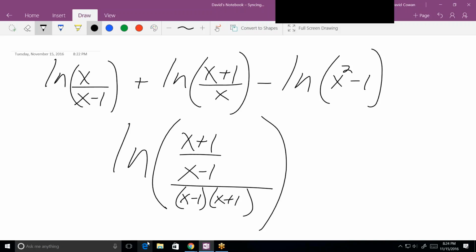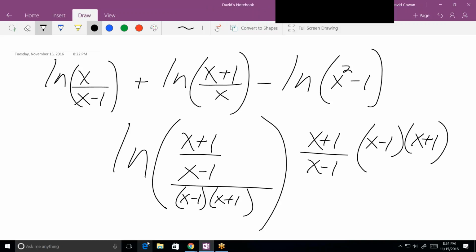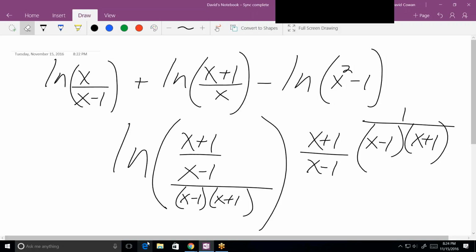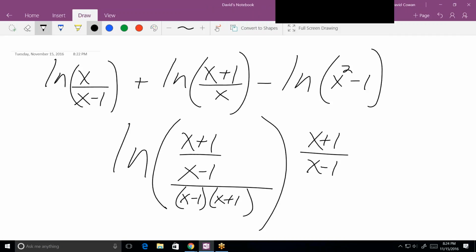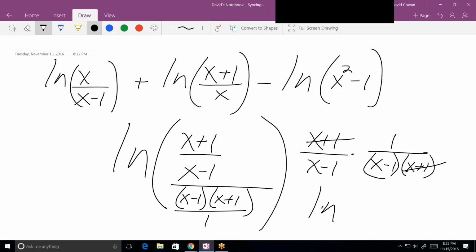Now to simplify this, I'm going to flip this and multiply. Oh, excuse me, that's in the denominator. Let me rewrite that. There's an implied 1 on this bottom fraction here. So when I flip and multiply, I'm multiplying by 1 divided by (x minus 1) times (x plus 1). And I factored it because I knew I was going to be able to cancel some stuff. So that x plus 1 cancels with that x plus 1, and the final answer is natural log of 1 over (x minus 1) squared.